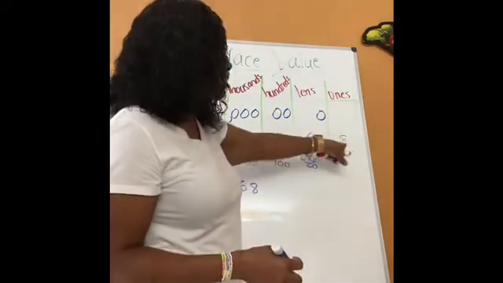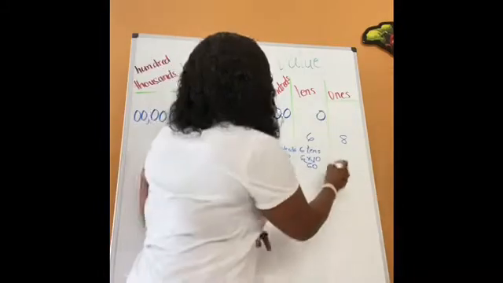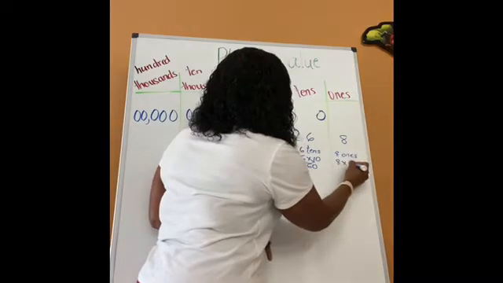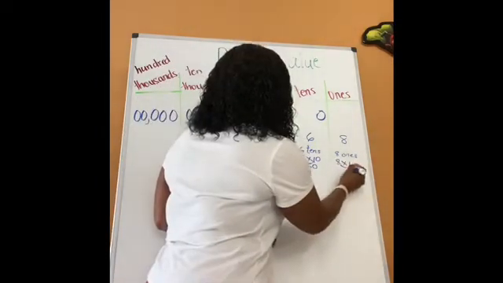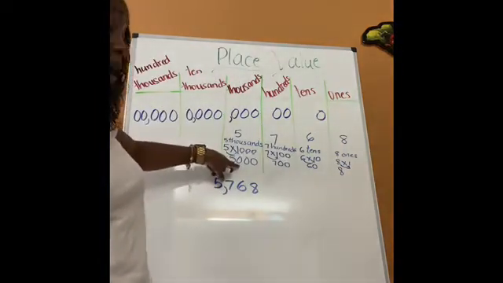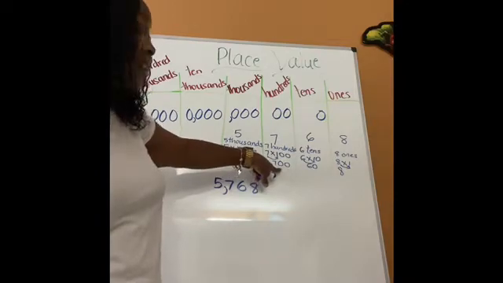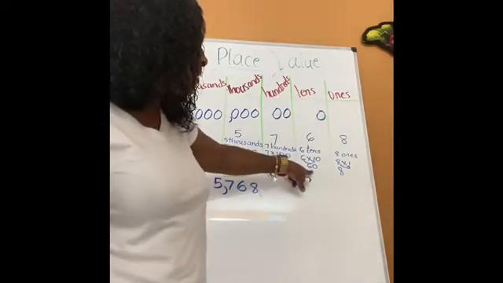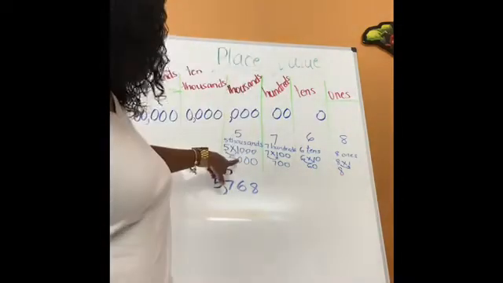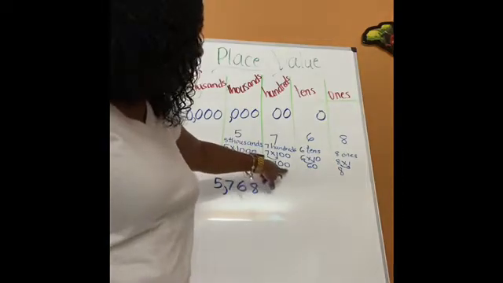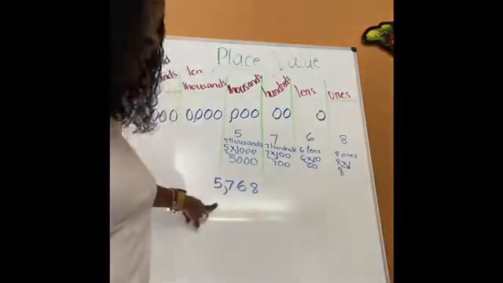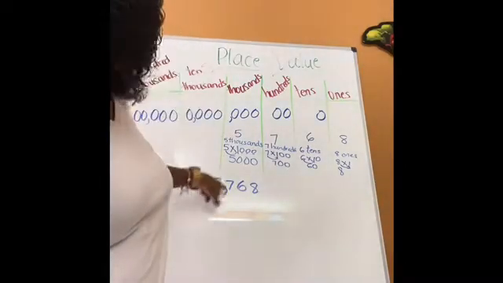And then this is 8 ones. So 8 ones, or 8 times 1, which is equal to 8. So the value of my 5 is 5,000. The value of my 7 is 700. The value of my 6 is 60. And the value of my 8 is 8. Now let's read the number together. 5,768.